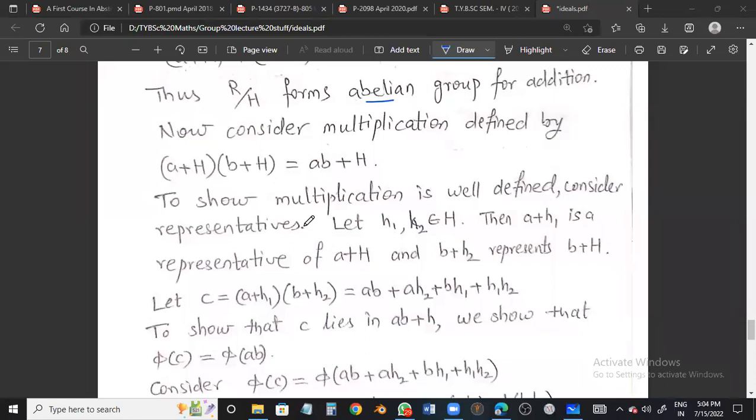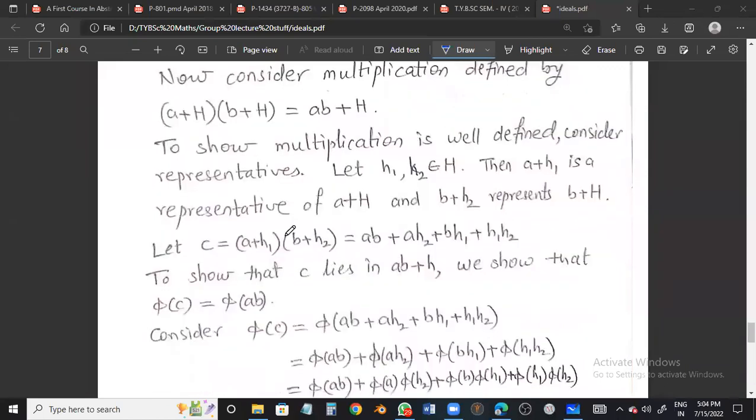For that, what we are doing, we are taking h1 and h2 members of capital H. So A plus h1 will be in A plus H, and B plus h2 will be in B plus H. So instead of writing the set, I can talk about the element. So we have selected those elements from here. Now let us multiply the elements. Multiplying elements is quite usual. You cannot multiply two sets, can you? So C equals the product of these two. So I have expanded it, you can see.